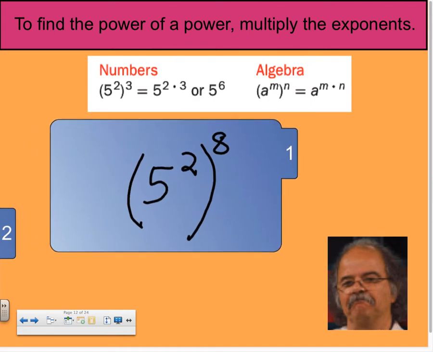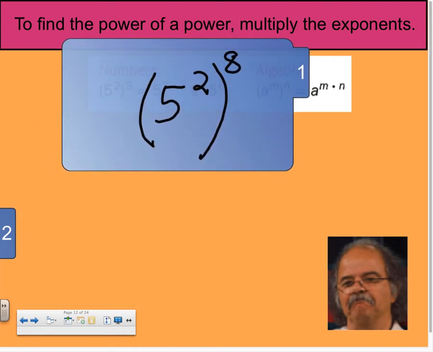All right, we have 5 to the 2nd power raised to the 8th power. Tell your neighbor what you think the answer is going to be. Raise your hand if you would like to answer. Justin. Justin said 5 to the 16th power. Thumbs up if you agree with Justin. Thumbs down if you disagree. I'm seeing mostly thumbs up. Excellent job. Once again, 2 times 8 equals 16. That's how we can rewrite this.